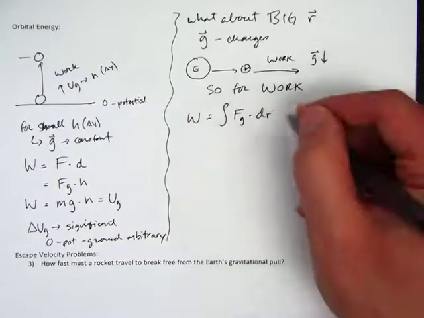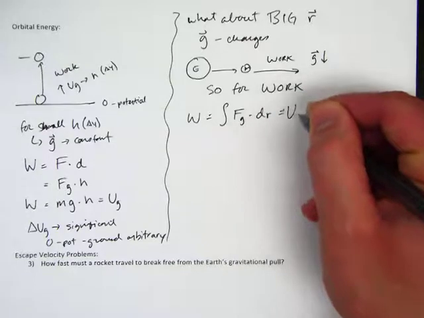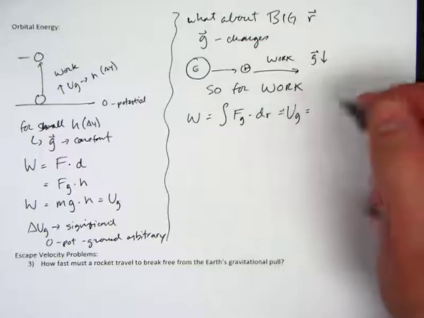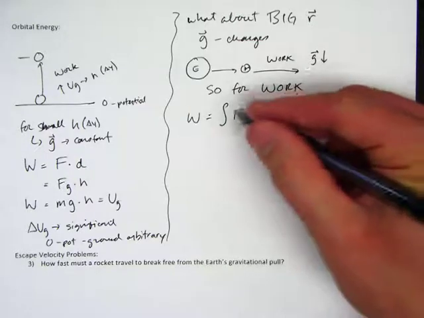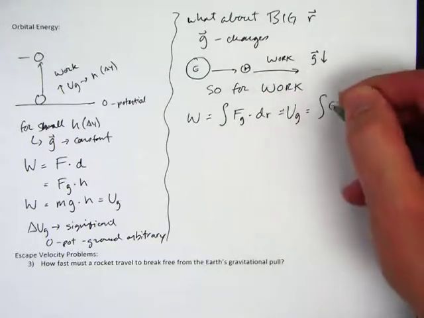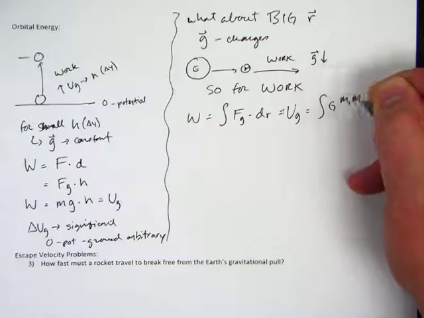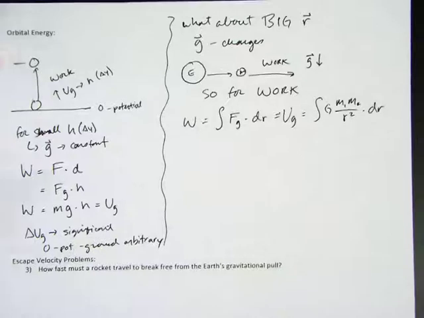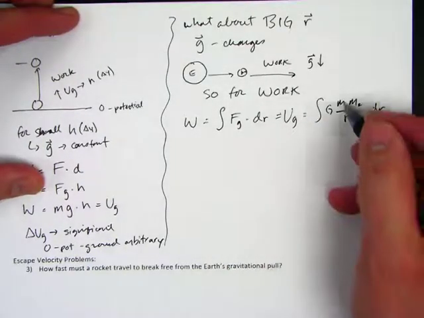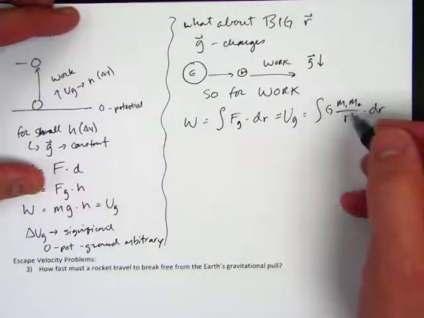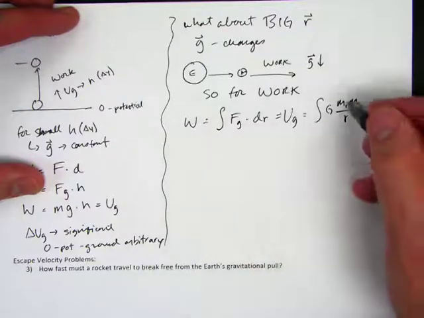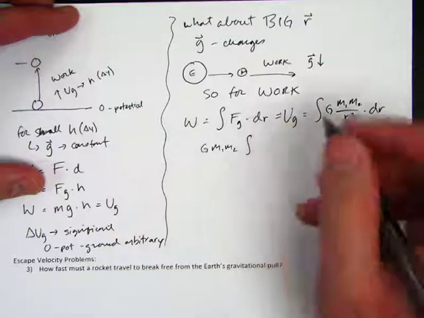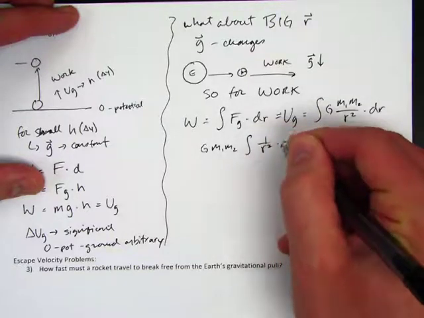So what happens here, and this will be the potential energy gained, is when I take the integral of f sub g. Now f sub g we can represent as g m1 m2 over r squared dr. When I integrate this, the integral of 1 over r squared, these are constants, so they will pull out in front, and this becomes g m1 m2 times the integral of 1 over r squared dr.